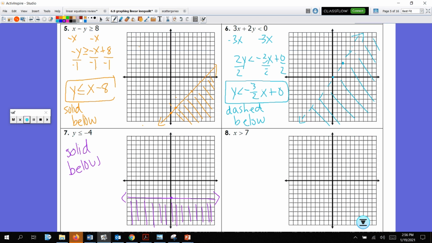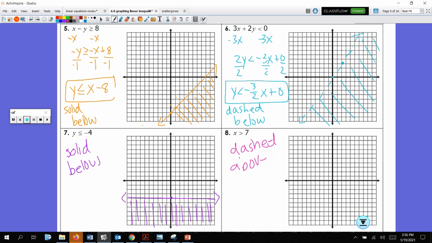Okay, cool. Now number 8. There's nothing to solve. There's only one variable. X is greater than 7. Well, greater than, without a line under it, it's going to be dashed. So it's going to be a dashed line. And are we going to shade below or above? Well, it says it's greater than, so we're going to shade above.